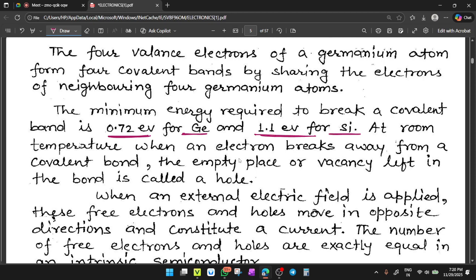At room temperature, when an electron breaks away from a covalent bond, the empty place or vacancy left in the bond is called a hole.